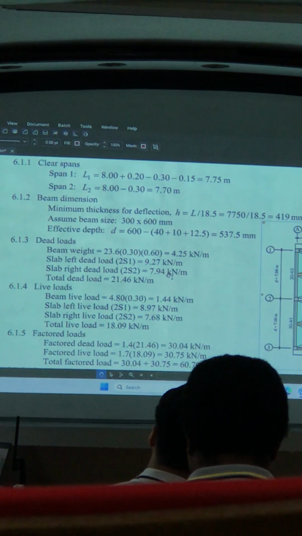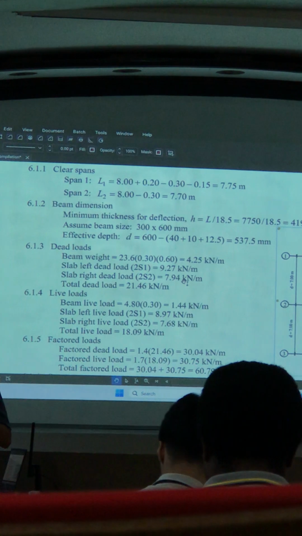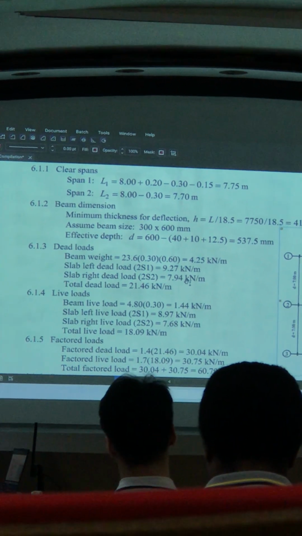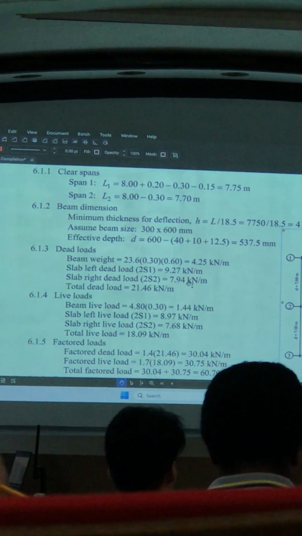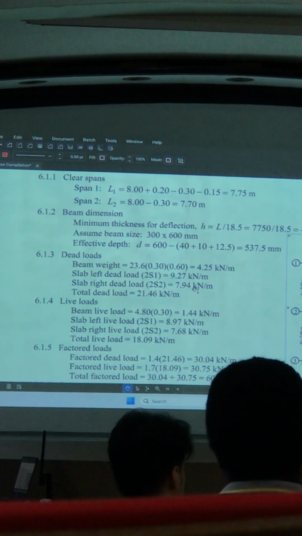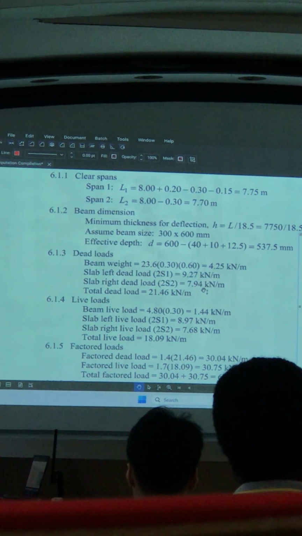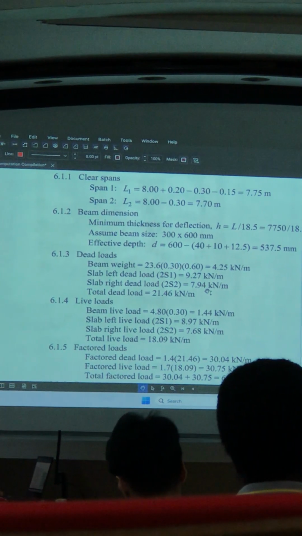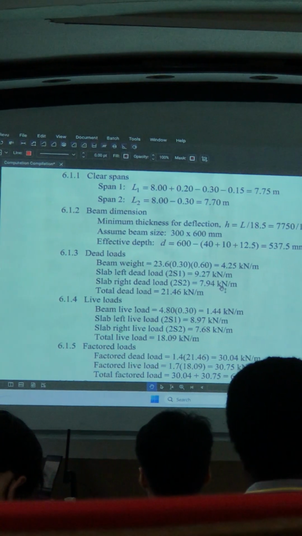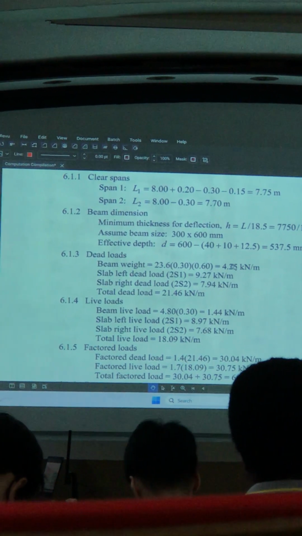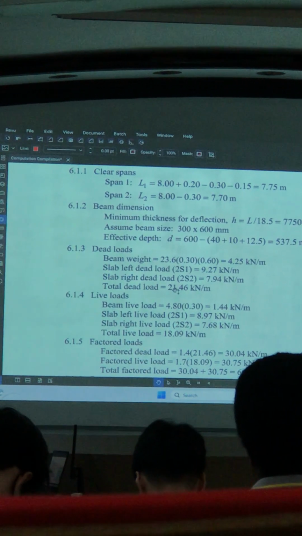In the design of the slab, you compute the load transmitted to the supporting beams as preparation for the design of the intermediate or interior beams. Then the slab right load coming from 2S2 we also got from the slab design. We simply apply them here: 9.27 kN per meter, 7.94 kN per meter. So the total uniform load supported by the beam is simply the sum of these three to get 21.46 kN per meter.